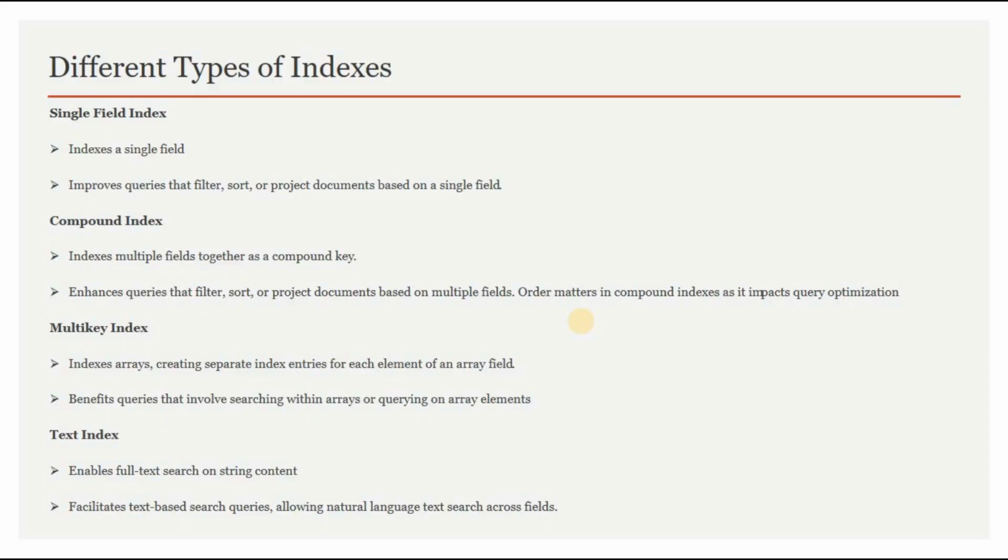Next index type, we have the text index. It enables full text search on string content. So just like if any document contains a description, like long text, and if you want to search or filter the documents by any specific word present within this description, you can use the text index. It facilitates text-based search queries, allowing natural language text search across fields. So we'll see by example.